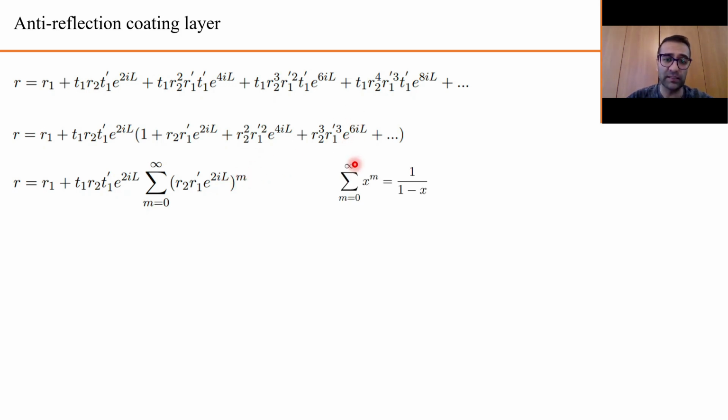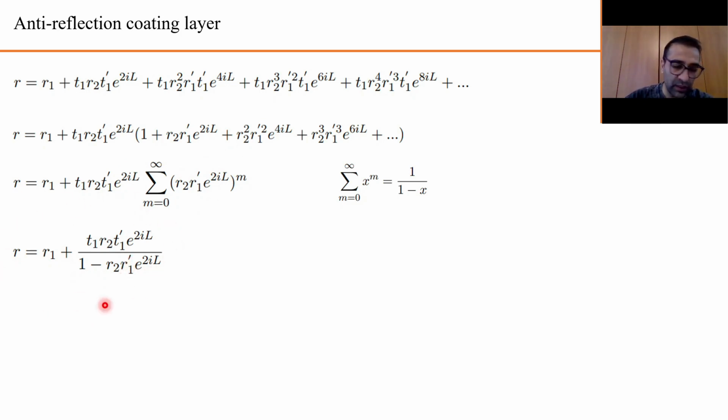And from mathematics, we know that such a series will converge to some number, and this number is 1 divided by 1 minus x. Therefore, using this equation, in our case, we will have R1 plus T1 R2 T'1 exponential of 2iL divided by 1 minus x, and x indeed is this R2 R'1 exponential of 2iL.